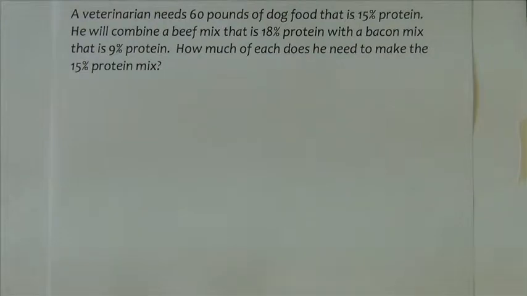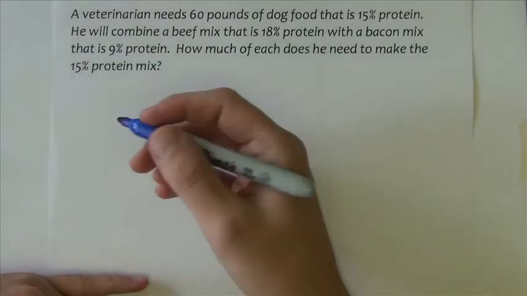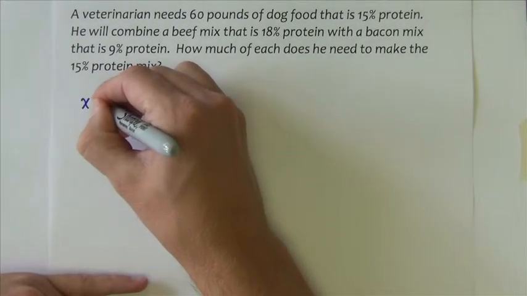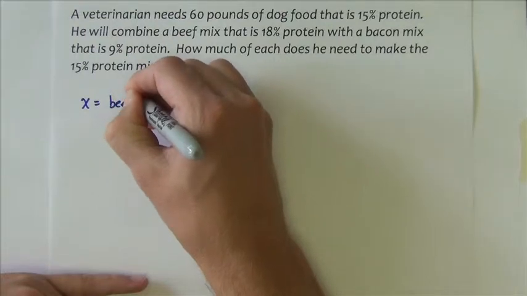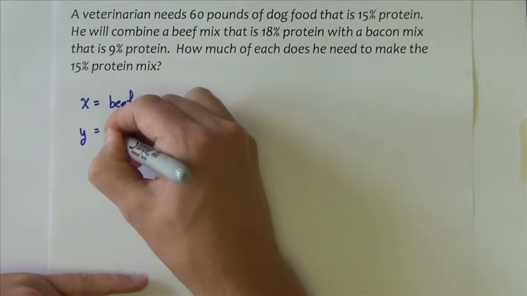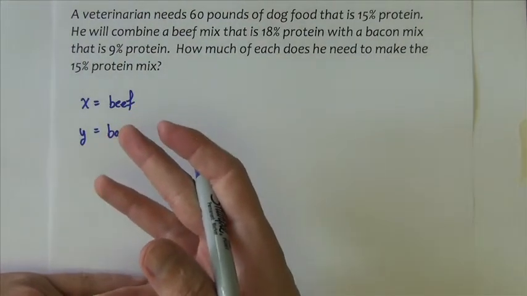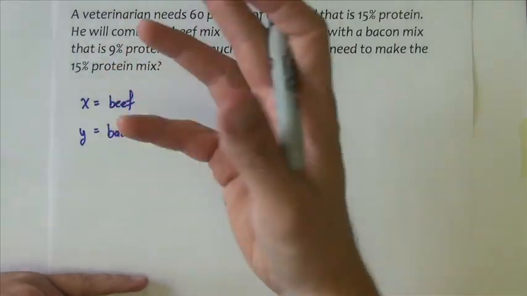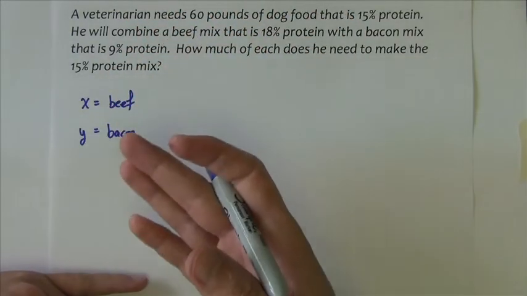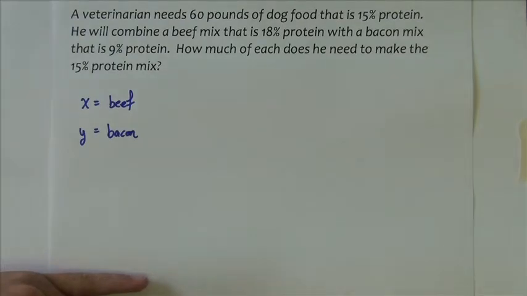Alright, this next example says a veterinarian needs 60 pounds of dog food that is 15% protein. He will combine a beef mix that is 18% protein with a bacon mix that is 9% protein. How much of each does he need to make the 15% mix? Let's define some variables. I'm going to let x be beef, y be bacon. Often you can just let the first letter of the word be your variable, but here the first letter is B, so calling one of them B wouldn't distinguish between the two, so I'm going to choose x and y this way.